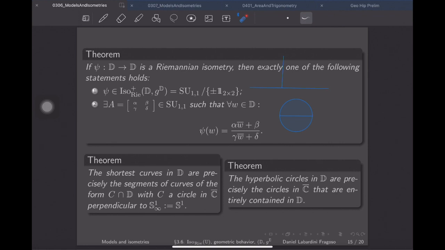Okay, and same thing about the circles. Well, the Cayley transformation is a Riemannian isometry, so it's also a metric isometry. So it takes hyperbolic circles to hyperbolic circles, but we know that the hyperbolic circles in U are precisely the Euclidean circles in C bar contained in U. So their images are Euclidean circles in C bar contained in D.